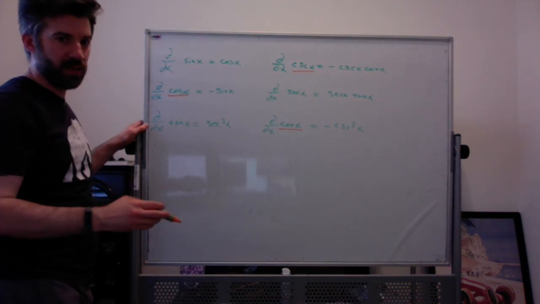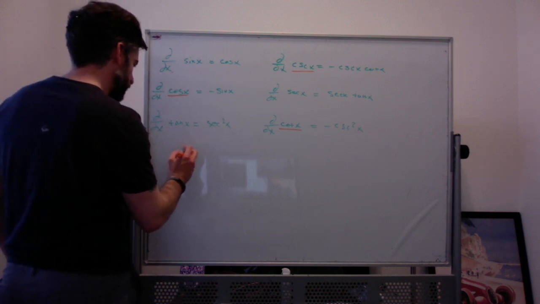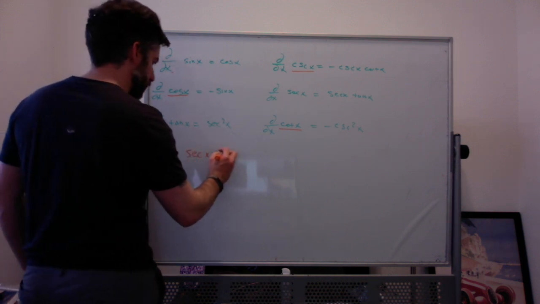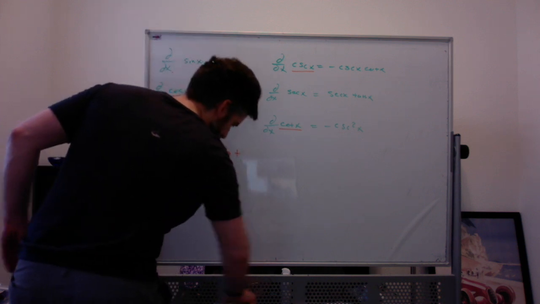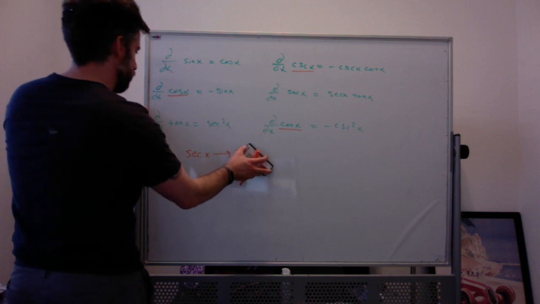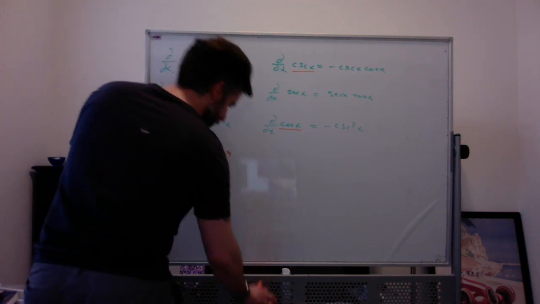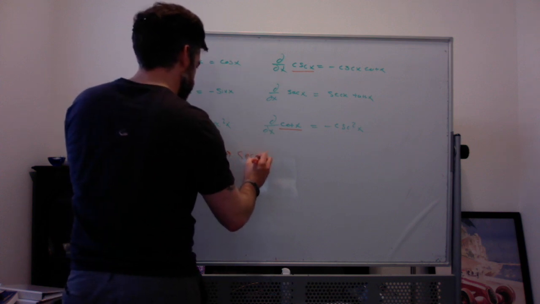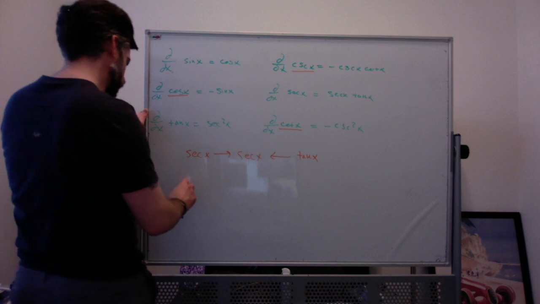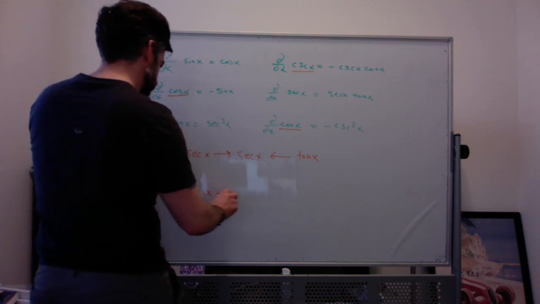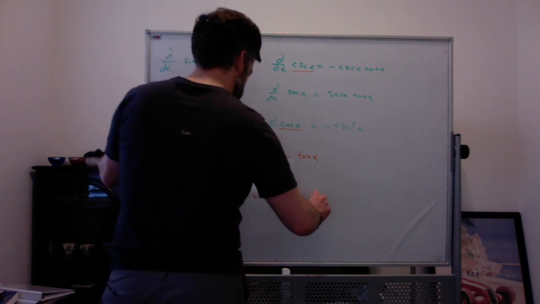The last thing I want to say, which is what a student showed me one time, is they did this little picture where they have secant x with a right arrow and then a tangent. Sorry, I know what it is. Secant x goes to secant x tangent x. And they did the same sort of thing with cosecant x going to negative cosecant x cotangent x.